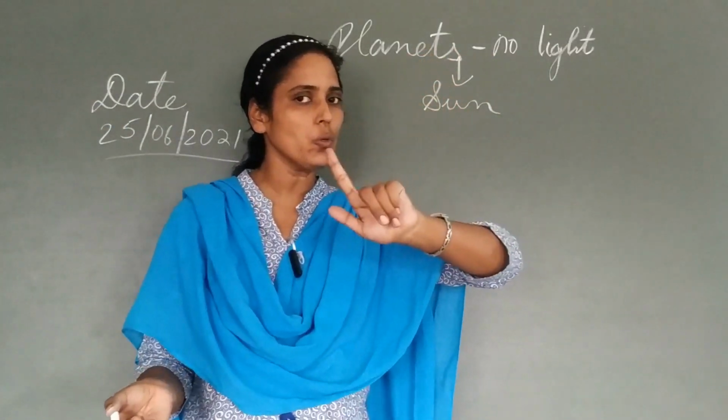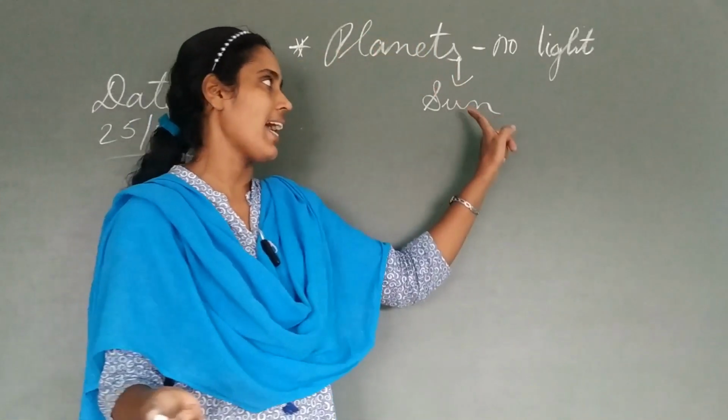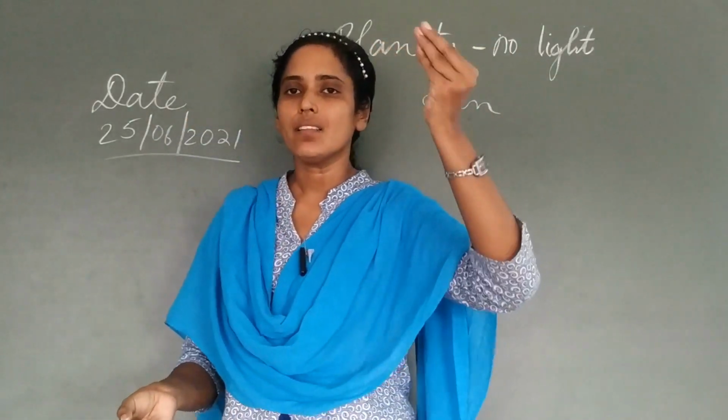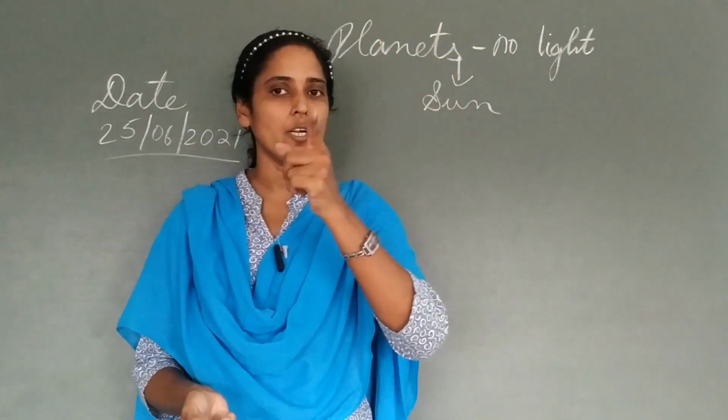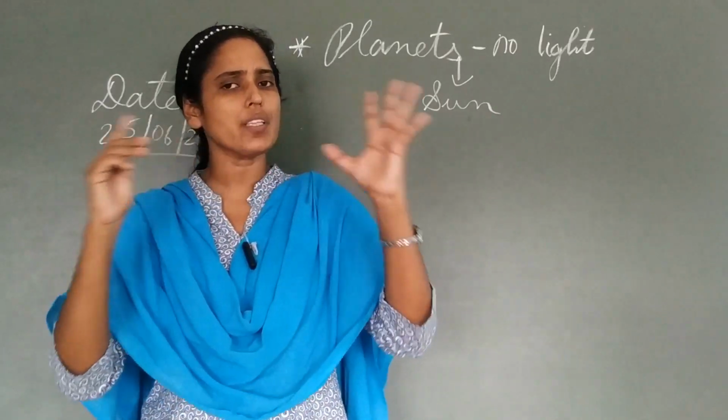So students, is it clear to you? The Sun is giving light to the planets. Why? Because it has its own light. Planets have no light of their own. So they take the light from the Sun, the key element of the solar system. And these planets are of different sizes and shapes.